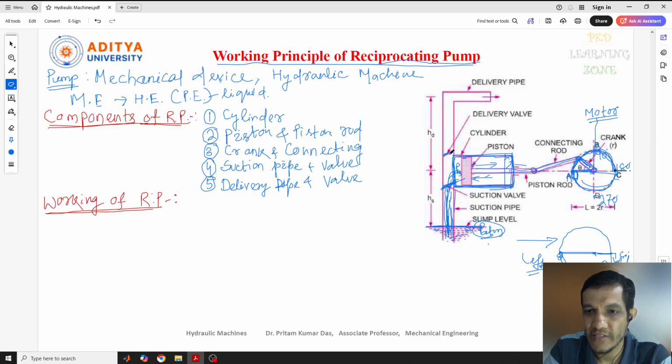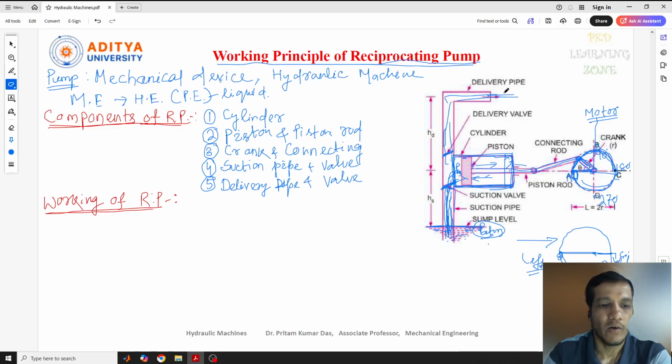By that pressure, the delivery valve will be opened. As I told you, the suction valve and delivery valve are both one-way valves, so the suction valve will now be closed. By the pressure created by the piston on the water, the delivery valve opens, and the water starts moving through the delivery pipe to its destination.